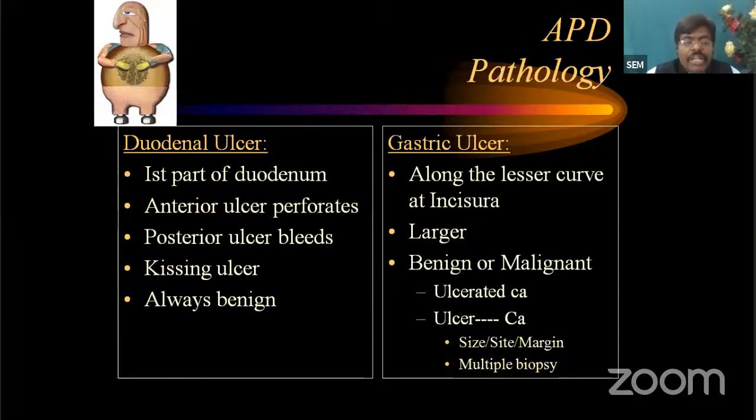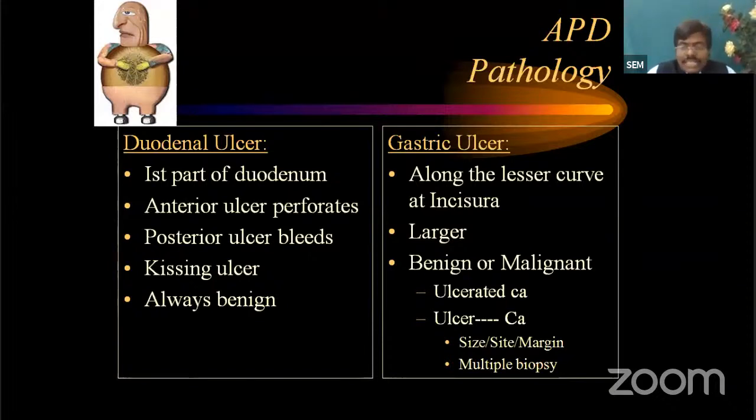for perforative peritonitis. Whereas a posterior ulcer in the duodenum, if you remember your anatomy, the first part of the duodenum has the gastroduodenal artery as its posterior relation. So a posterior ulcer penetrates into the gastroduodenal artery, so it bleeds torrentially at times. So posterior ulcer bleeds, anterior ulcer perforates, very common. If you have a patient with perforative peritonitis, it is an anterior DU. If you have a patient with hematemesis and melena, it could be a gastric ulcer or duodenal ulcer. But if it is a massive bleeding, suspect a posterior duodenal ulcer.